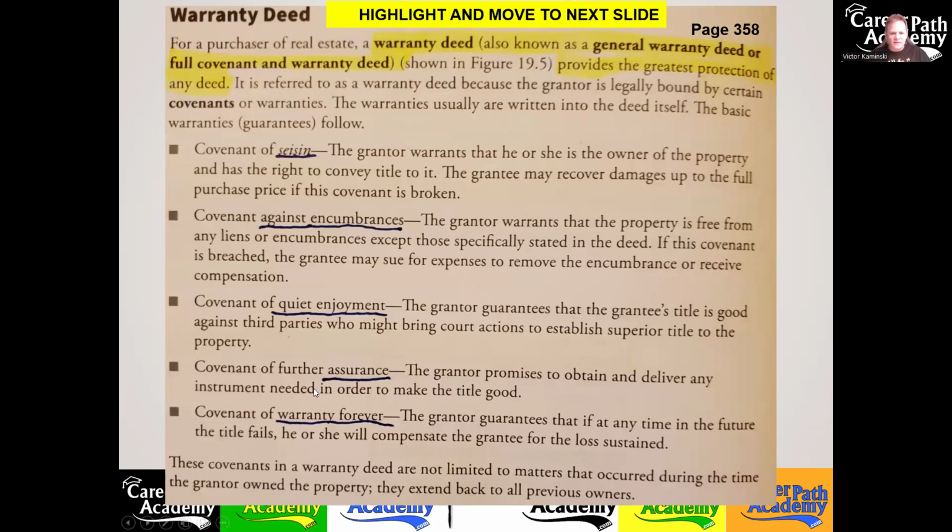Now, keep in mind, it says the covenants in a warranty deed are not limited to matters that occurred during the time the grantor owned the property. They extend back to all previous owners throughout history, throughout the beginning of time, since we started recording land ownership here in the United States.